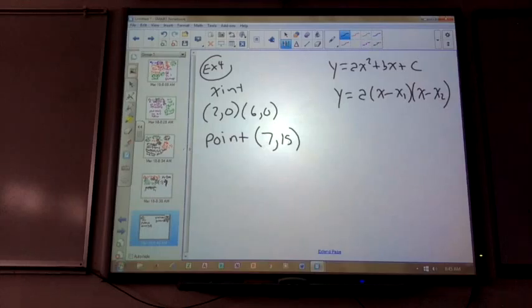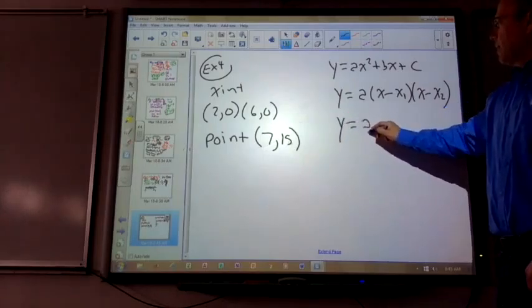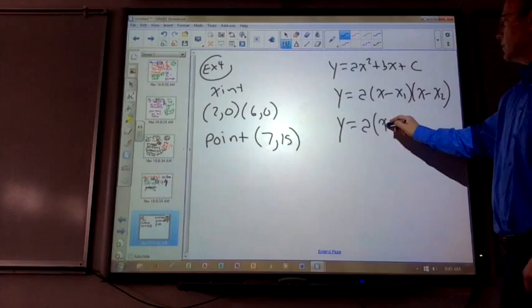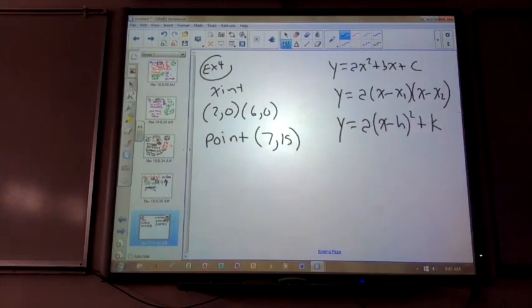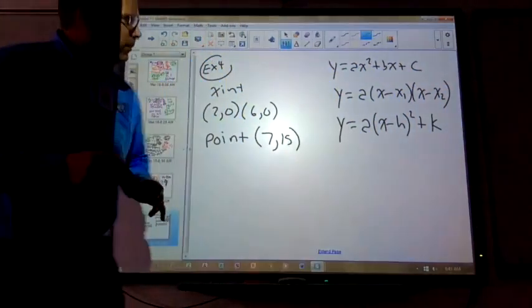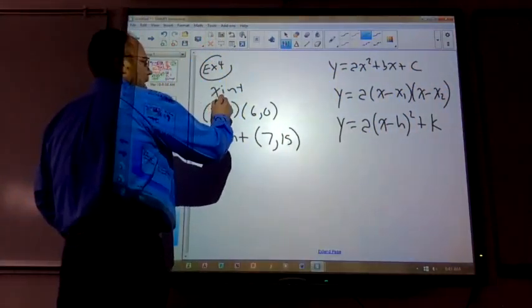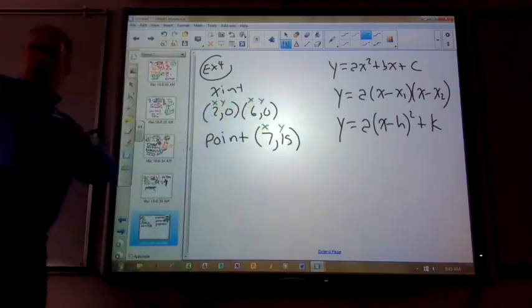That's the factored form, right? And they have that labeled as H and K. I don't know that. I think that's wrong. And then there's this one. So we have all of those. Let's do this. I think we can do this. Let's label. I have (x, y), (x, y), (x, y). Those are all points. Agree?